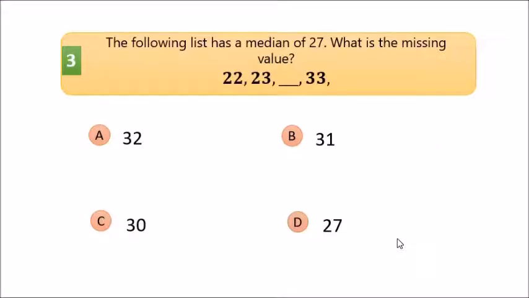Question 3. The following list has a median of 27. What is the missing value? So this is a tricky question, but the actual answer here is 31. This list doesn't follow a pattern. It's not 22, 23, 32, 33.